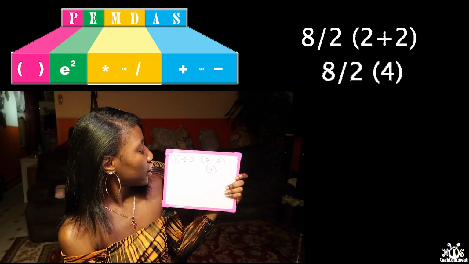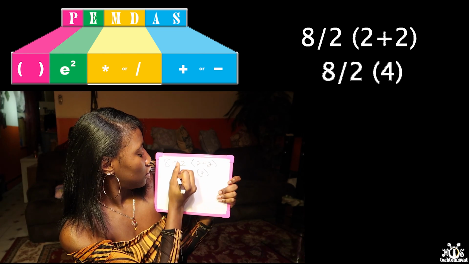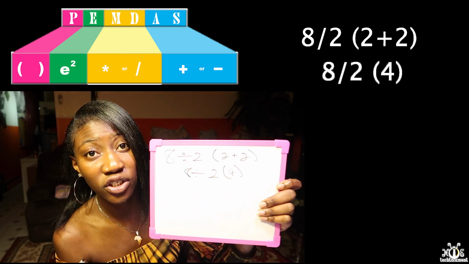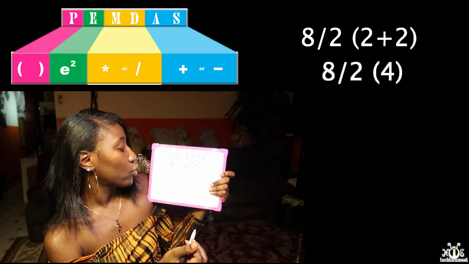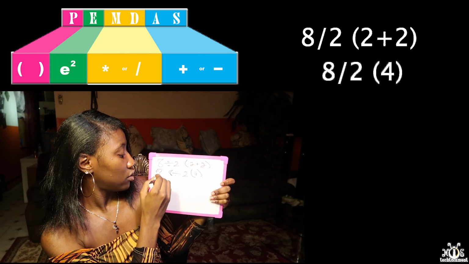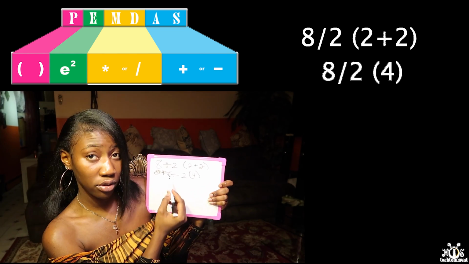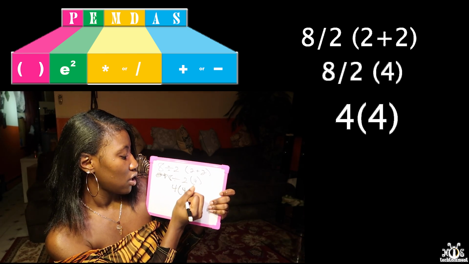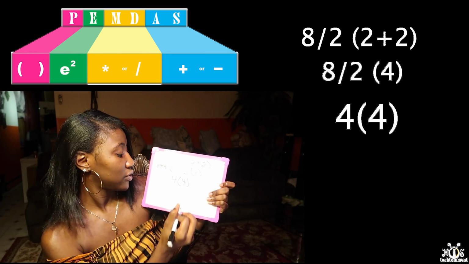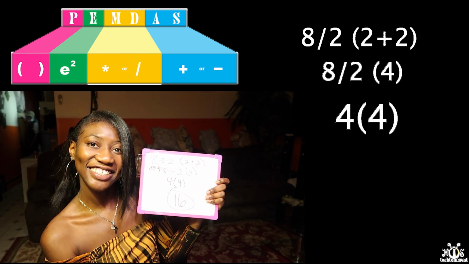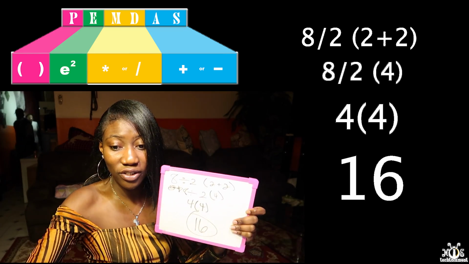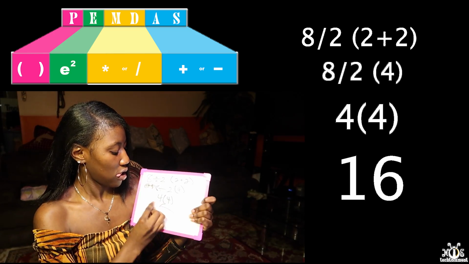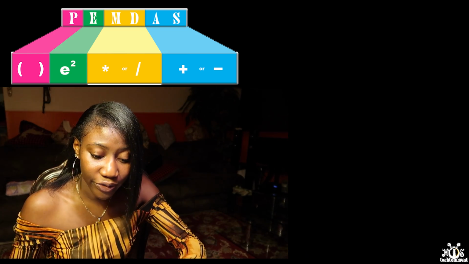Alright. And then we're just going to bring this down to keep it consistent. Now all we have left is multiplication and division, right? So we're going to start off with what's on the left, which would be 8 divided by 2. That gives us 4. And we're left with 4 times 4, 16, okay? So hopefully we no longer have this issue. Let's do one more question.